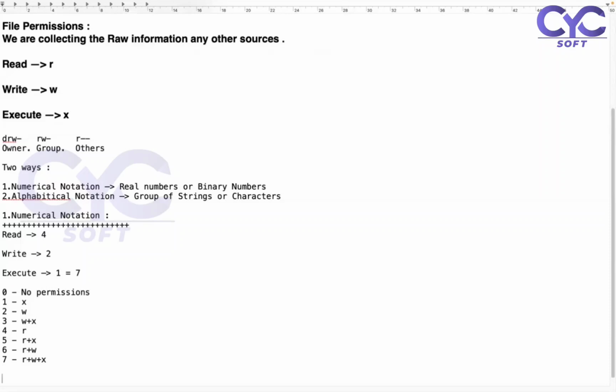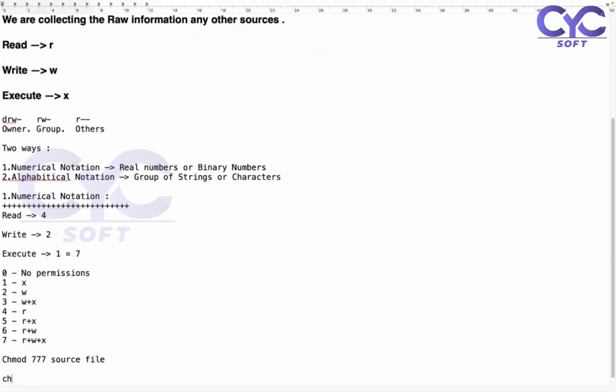Then how can you execute this numerical notation? We have a command called change mode, chmod. Suppose I take a source file, F1, and I want to add the execute permission, and also read and write. So for this, I go with owner, group, others of the source file. So we use change mode 777 of F1.